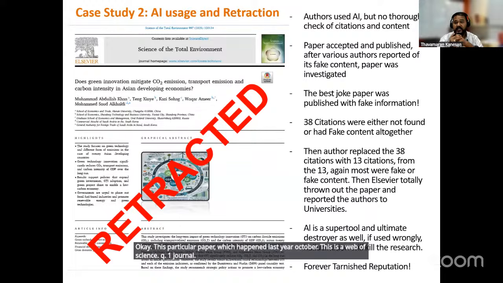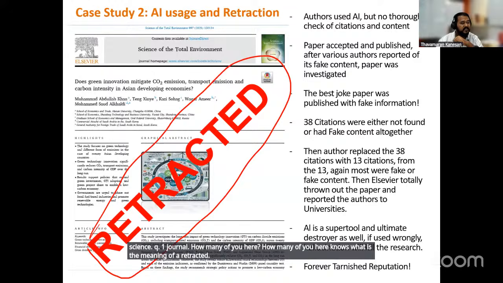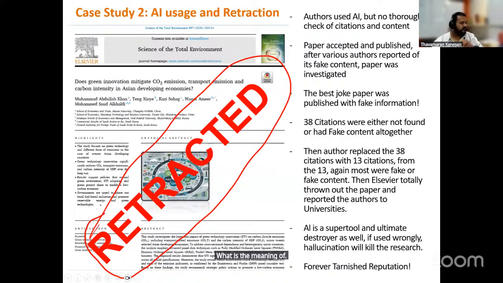How many of you here know what is the meaning of retracted? How many of you know? Let me know in the chat box. What is the meaning of retracted? Azlan mestilah tahu.